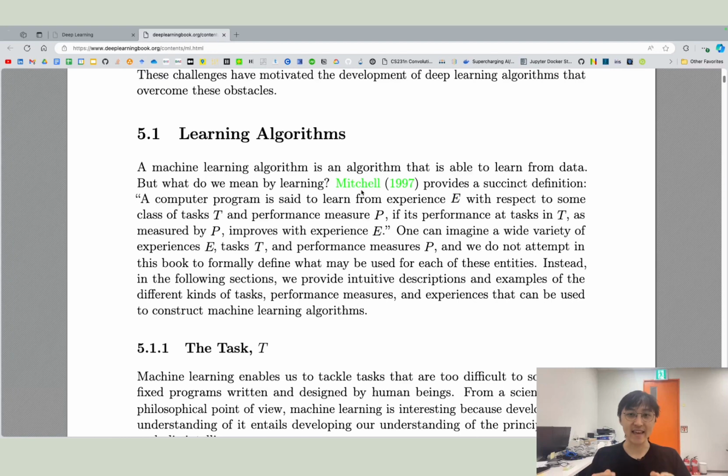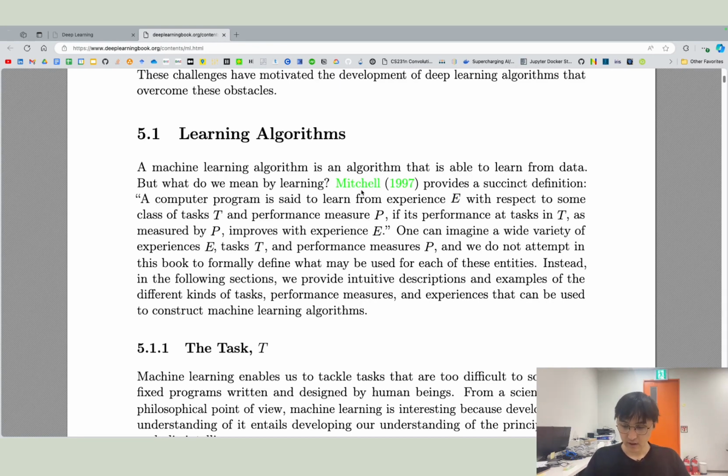So I am repeating again because if you get this definition right, then it means you can interpret how all current learning models, AI models work. A computer program is said to learn from experience E with respect to some class of tasks T and performance measure P if its performance at tasks in T, as measured by P, improves with experience E.